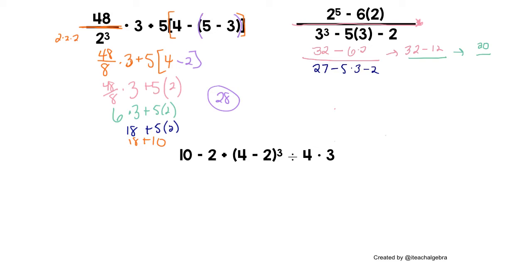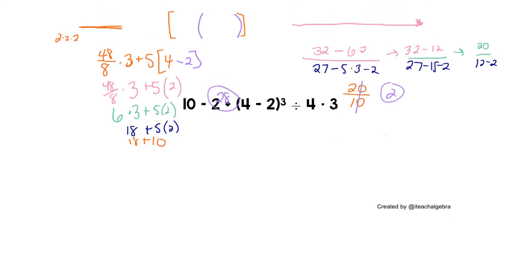Then we do the multiplying. 27 minus 15 minus 2. We add or subtract from left to right. 12 minus 2. And then we've got 20 over 10. 20 stays the same. We do that last 12 minus 2 and get 10. Last but not least, we divide. I can really just cancel out the zeros and get 2 as my final answer.